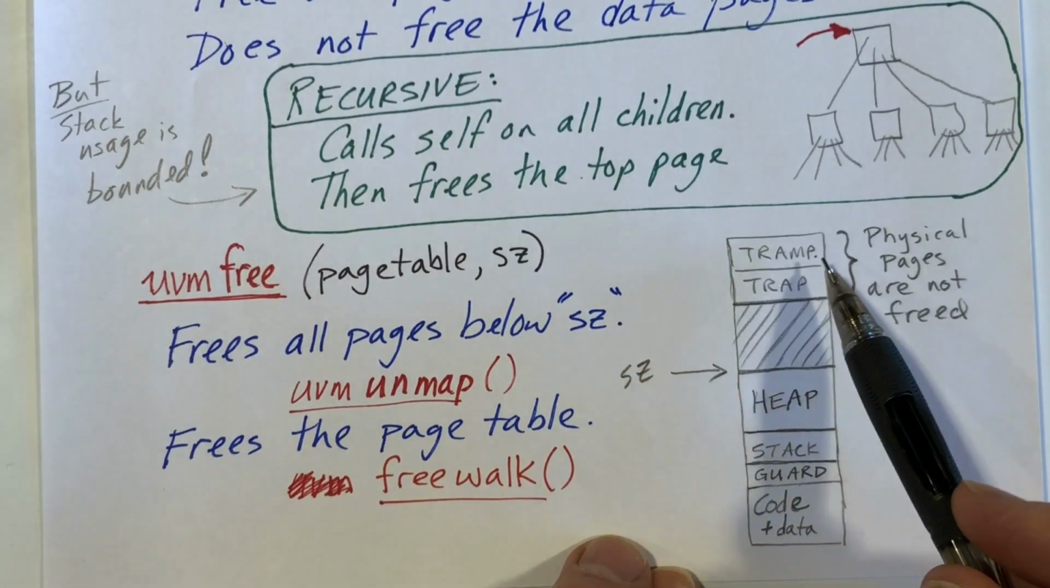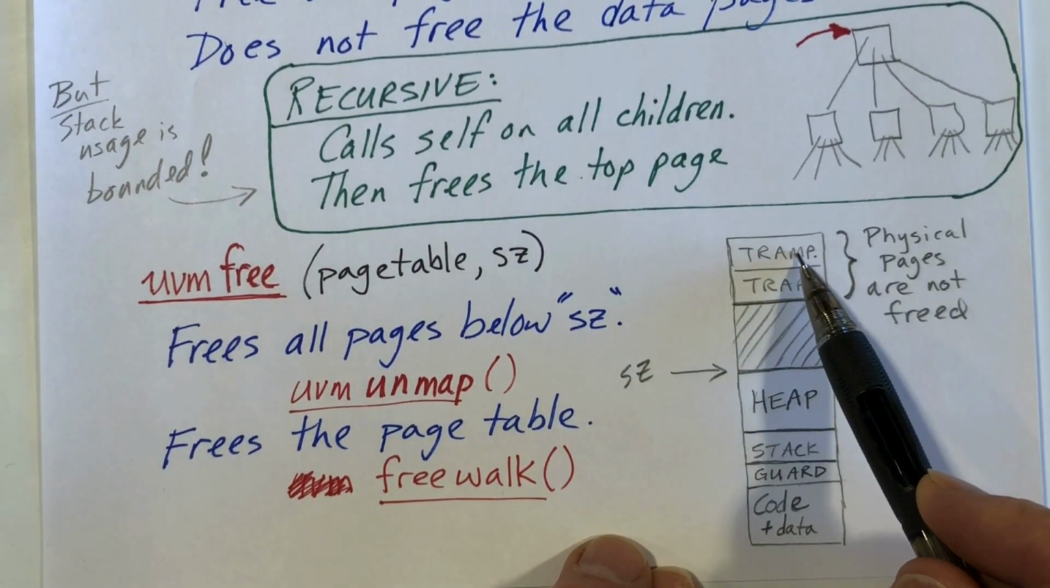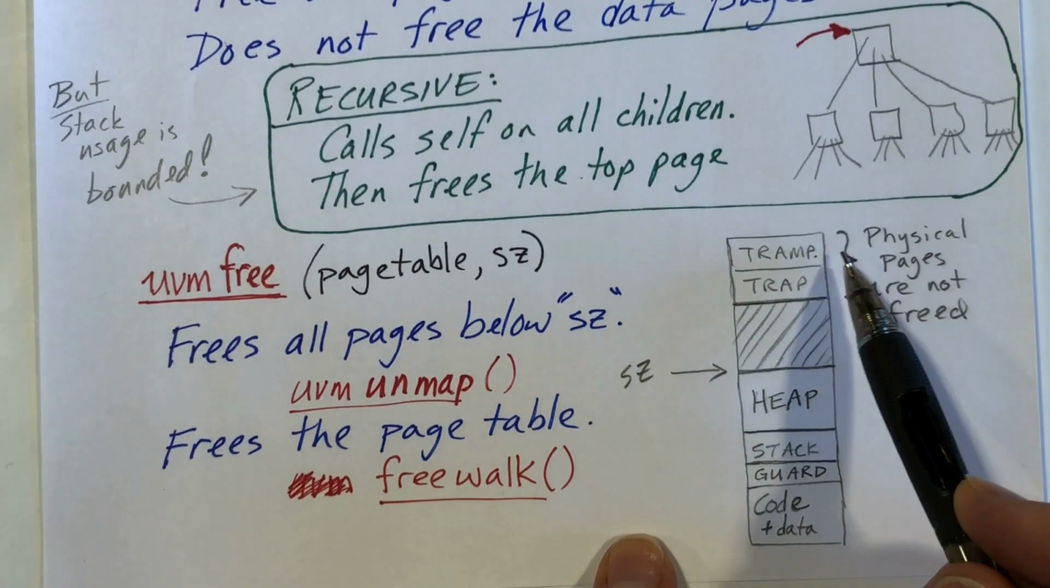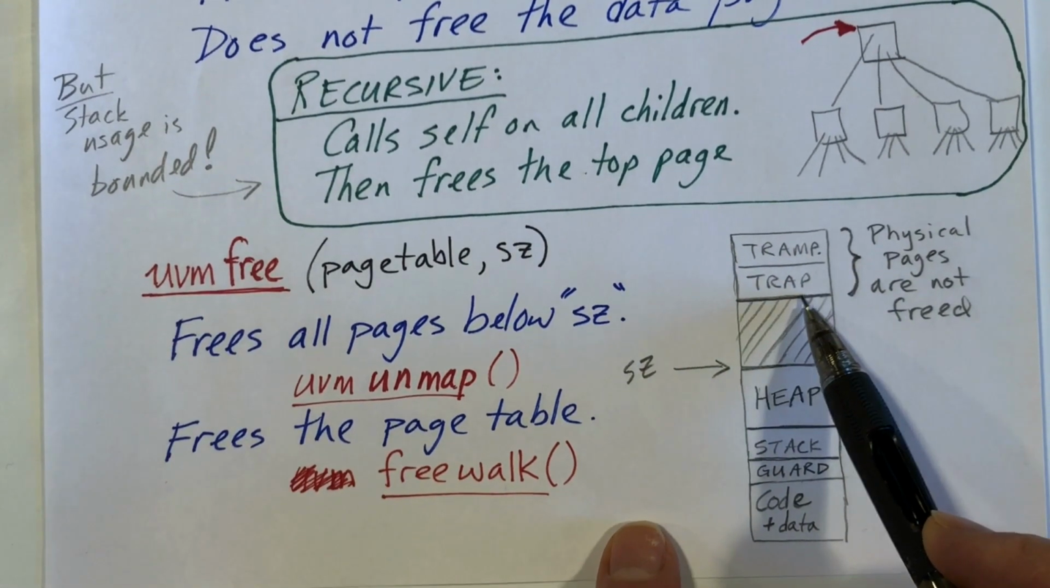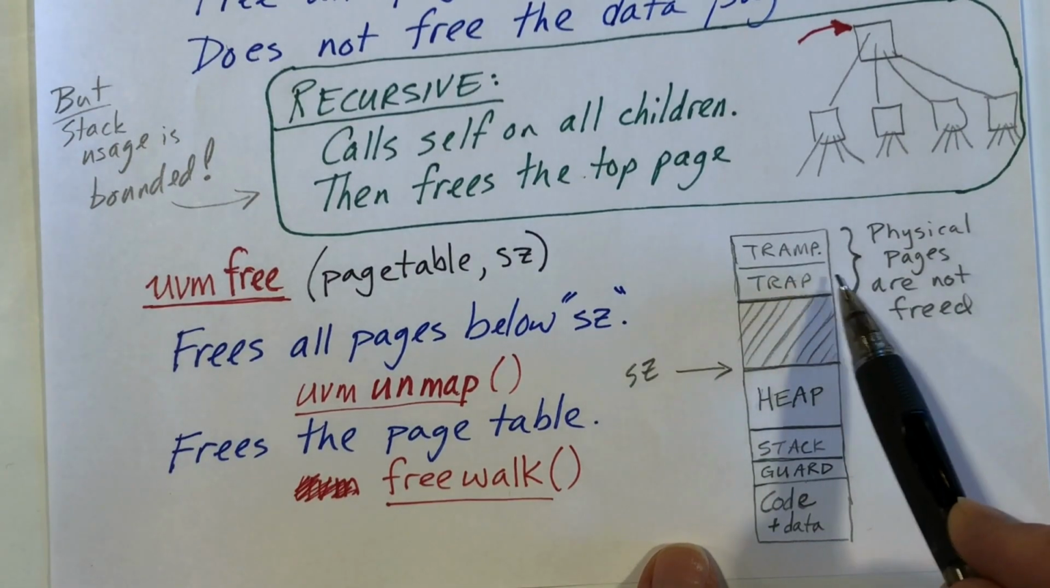A user address space also has a trampoline page and a trap page. The trampoline page is shared by all virtual address spaces, so we don't want to free that. And the trap page is also pre-allocated. There's one for each process, so that's not freed either.